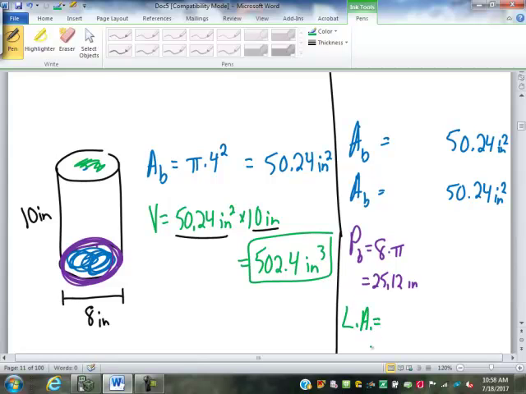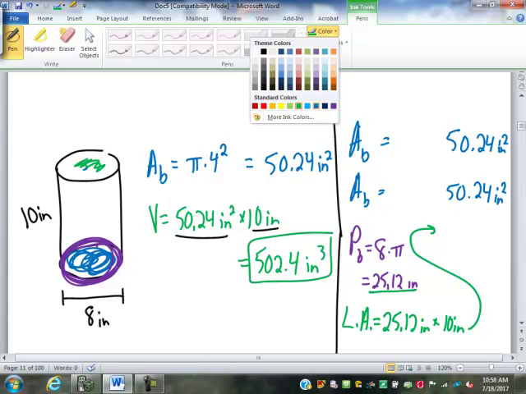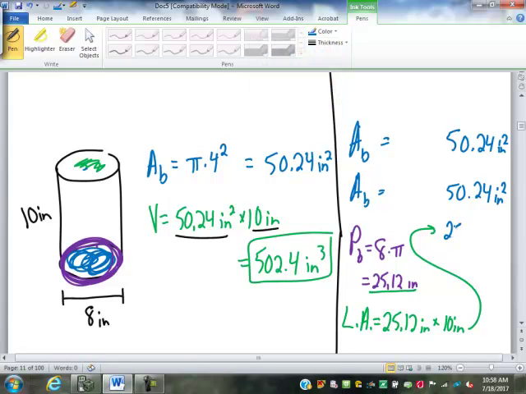So the lateral area is that perimeter of the base, 25.12 inches, times the height here of 10 inches, which is 251.2 inches squared. If we add those all up, it is going to be 351.68 inches squared. So you can see, once you've found the volume, a lot of the work for finding the surface area is already done.